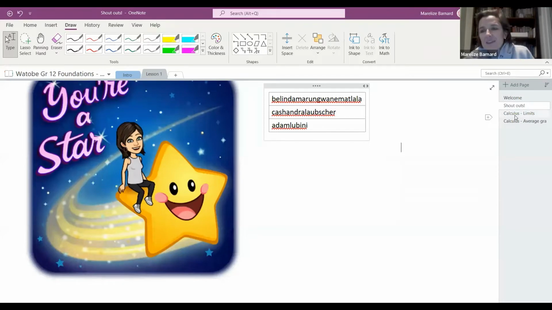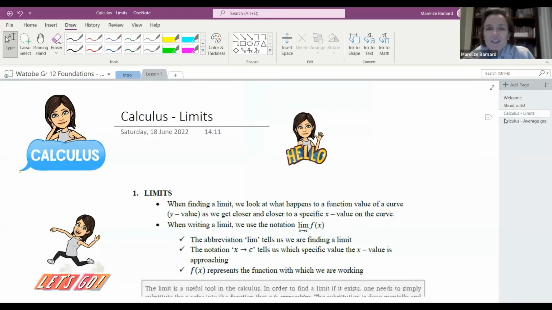And with that said, we are going to start calculus. Can I see, just by giving a thumbs up in the chat, how many of you have actually done calculus in school? Just give me a thumbs up if you have, and if you haven't, just a thumbs down. Okay, so a lot of you have already tackled this big and important topic.